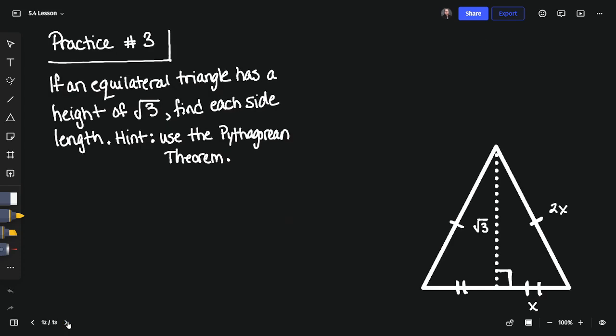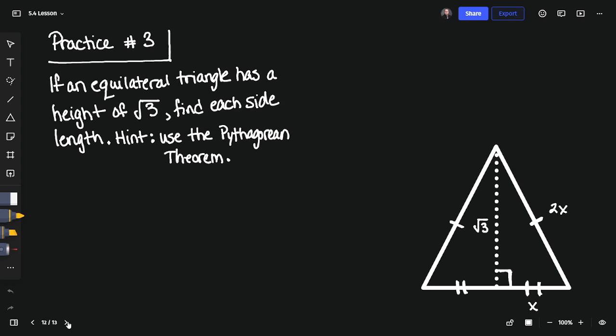In this third practice problem, the problem tells us that if an equilateral triangle has a height of square root of 3, find each side length. Hint, use the Pythagorean theorem. And I have gone ahead and drawn a diagram for you at the right here, since this is one of the more involved practice problems that you might be confronted with. Go ahead and give it a shot.